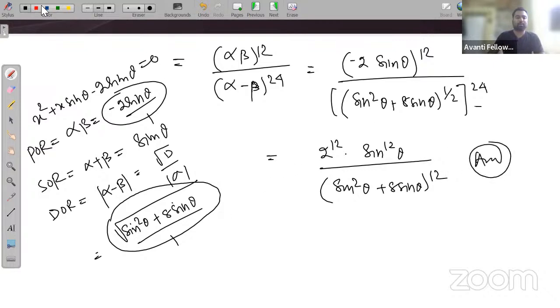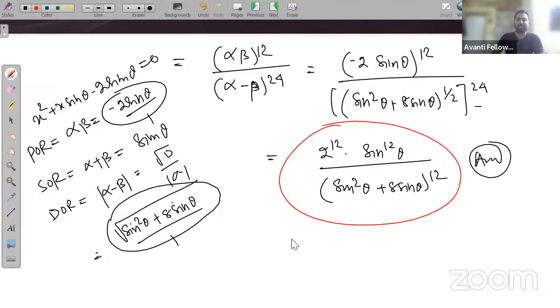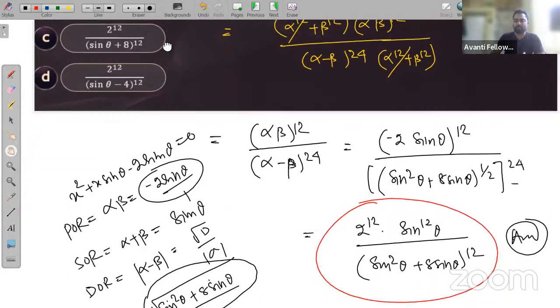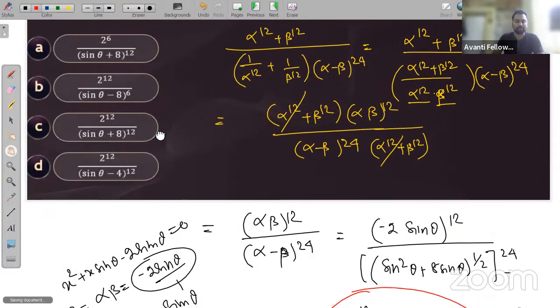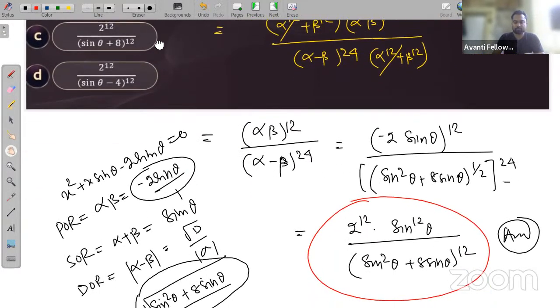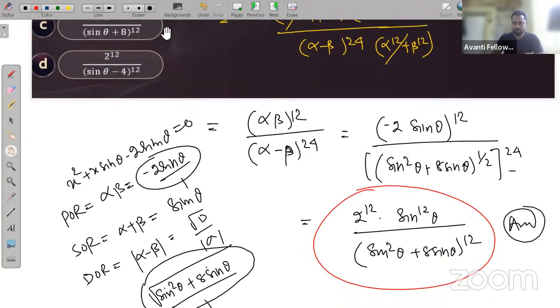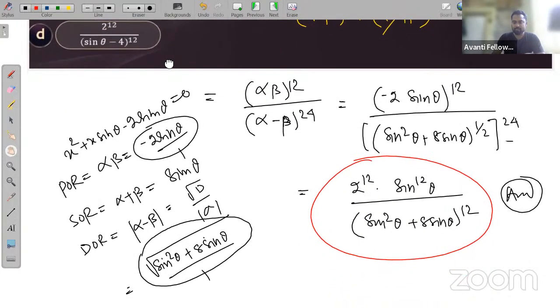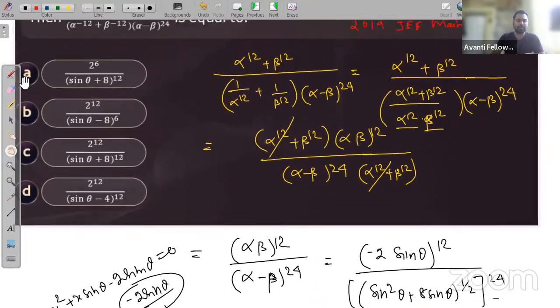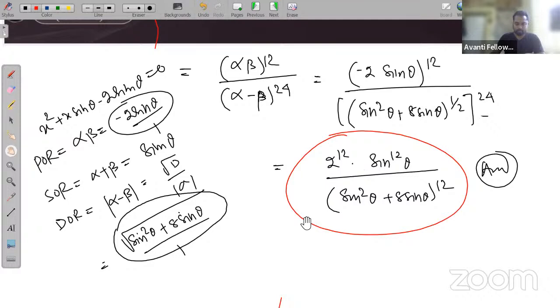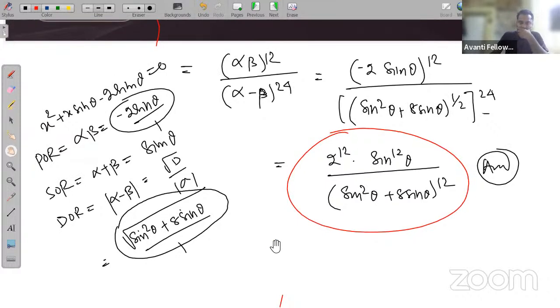This is given in the option. This is your answer, guys. Okay, see, you can check here. What is the correct option? 2 to the power 12 into sine, sine square theta plus 8 sine theta. I have done something wrong here, or there is some mistake in the option. Okay, you need to check. So this is your answer actually: 2 to the power 12 upon sine theta plus 8 to the power 12.